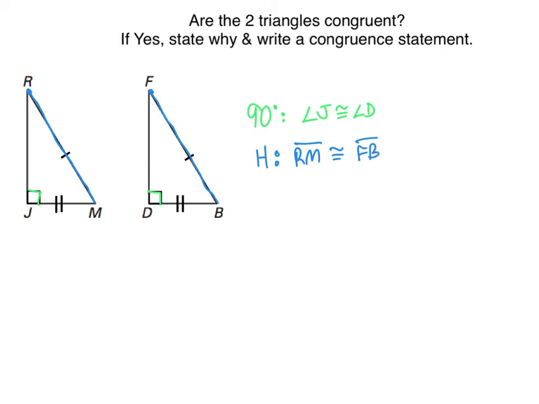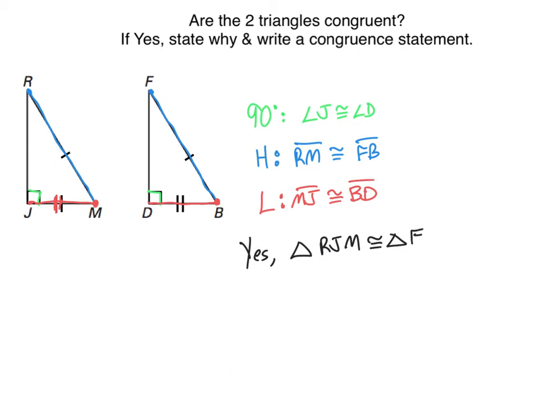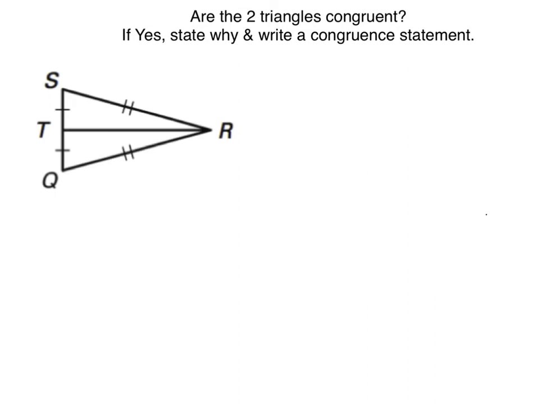And now I do have another segment. If I go away from 90 back to it for my leg, that would be MJ is congruent to, away from the 90 back to it, BD. All right, so I have 90 degrees, I have a hypotenuse and a leg. Yes, they are congruent. My statement is triangle RJM is congruent to triangle FDB. All right, going through another example on this in this video.